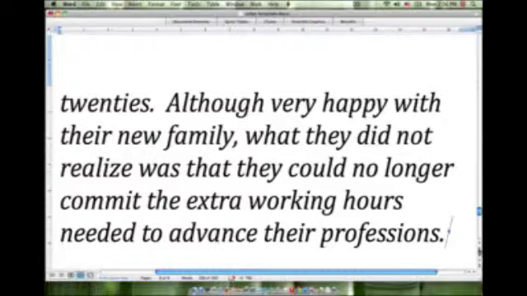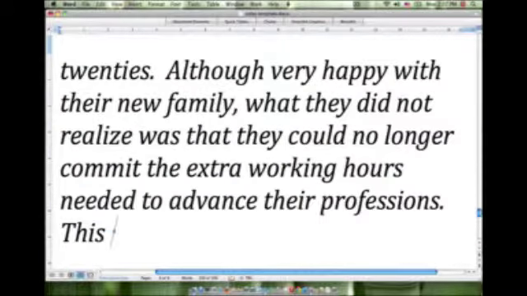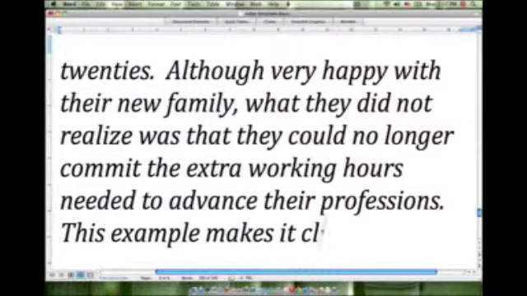Now, let's link this back to our thesis. In our last paragraph, we used "as this shows," so let's say something like this example. Maybe we can say, this example makes it clear.